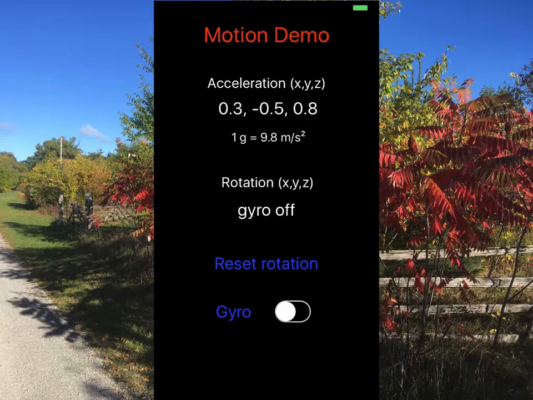If I pick the device up and I turn it on its left side, I get a minus 1 x. If I turn it over, plus. Similarly, if I turn it upside down so that it's sitting on its top, I get 1. Now let's turn on the gyro, or the gyro data.